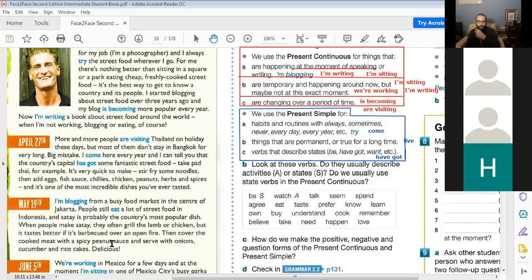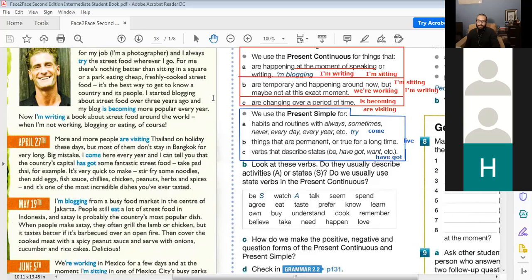After has got, we have eat. People still eat a lot. B. You think this is something kind of permanent or true? Is it a state? Is eating a state verb, Sana? No. So where do you want to put it? Maybe B. Maybe C. But C is for state verbs. Eat is an action verb. Yeah. I forgot.